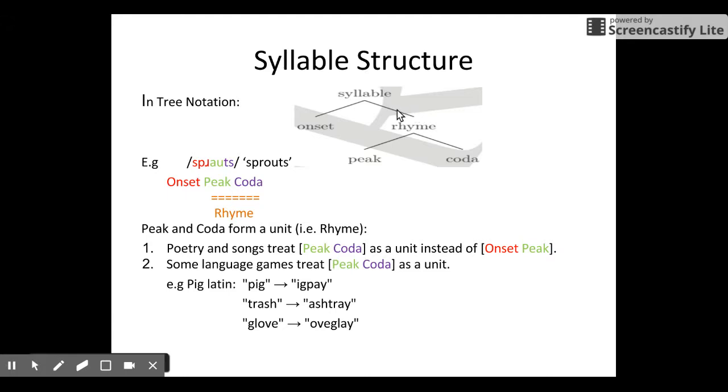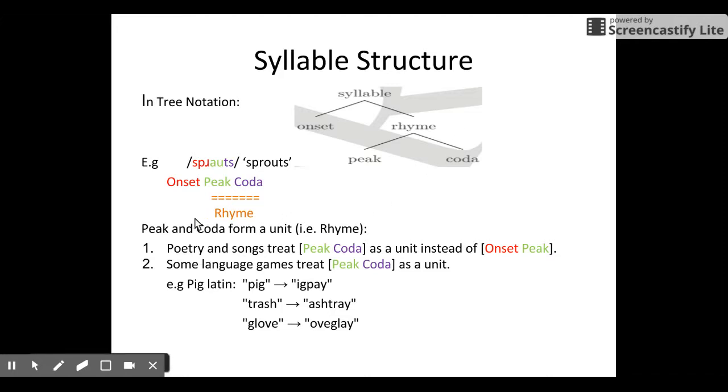And then I'm going to motivate why there are such units called a rhyme. So let's think about this tree structure again. Actually, we have three kinds of elements. Okay, onset, peak, coda. Why do we want to group peak and coda together? Alternatively, we can group onset and peak together, right? Or just have a trinary tree structure. We have three branches. Everything is equal. Why do we want to group peak and coda together? There's a reason behind this.